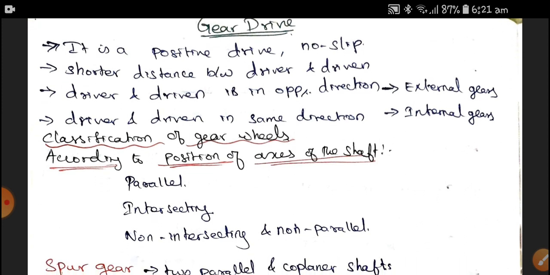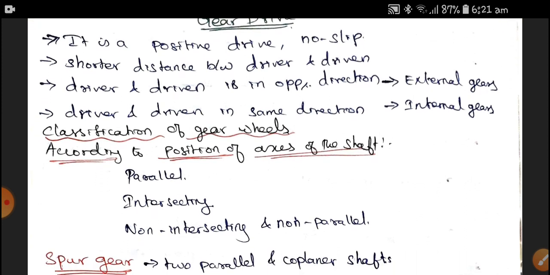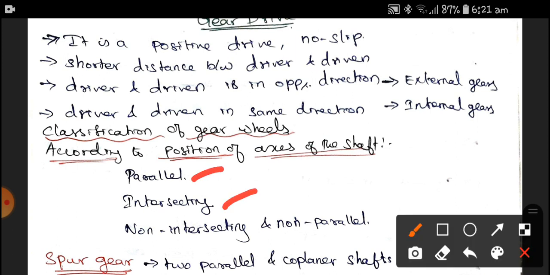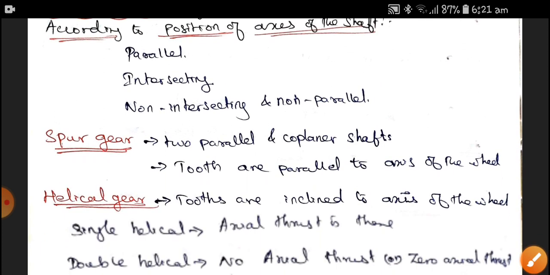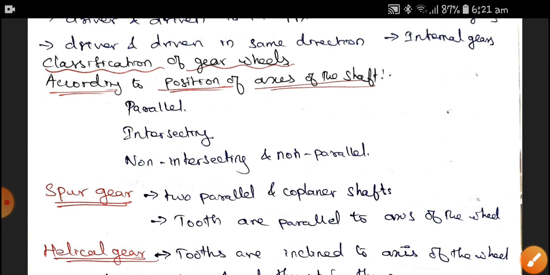Next, we will discuss the classification of the gear wheels. First of all, according to the position of shaft: first one is parallel, then intersecting, and non-intersecting, non-parallel. Let me explain what types of gears come across these three classifications: parallel, intersecting, and non-intersecting, non-parallel. Okay, first it is a spur gear.